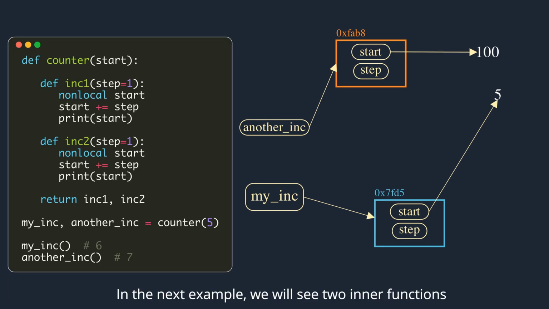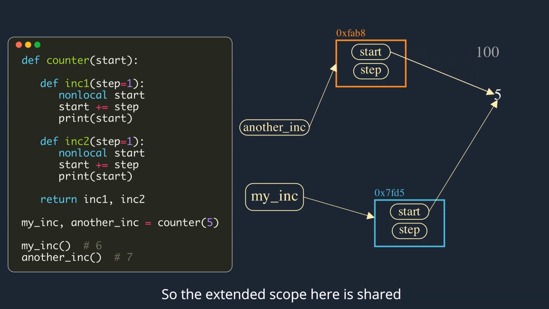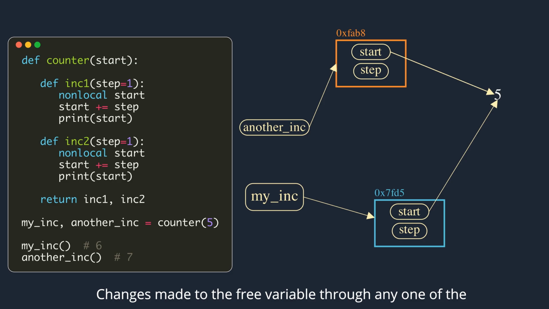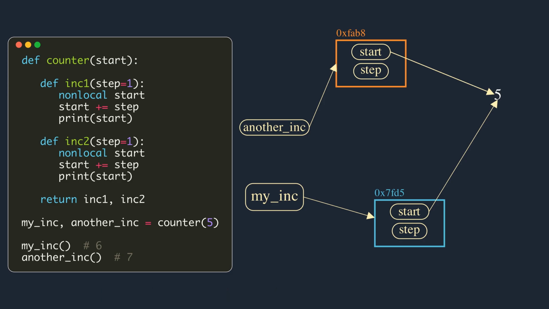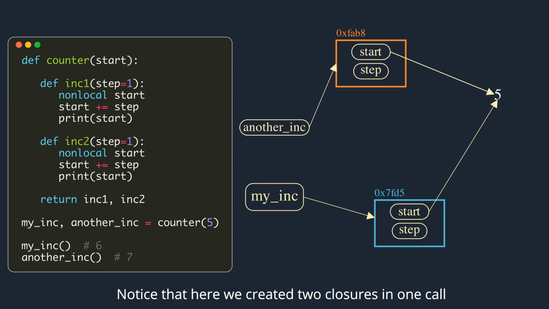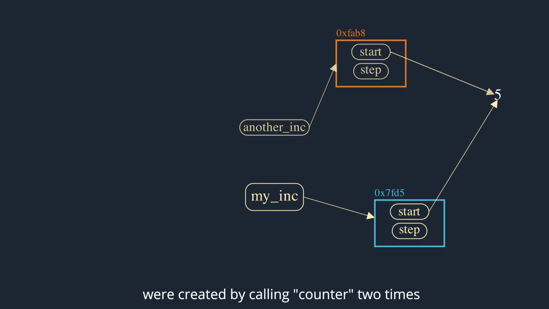In the next example, we will see two inner functions referencing the same free variable start. So the extended scope here is shared. Changes made to the free variable through any one of the closures will be visible to the other one too. Notice that here we created two closures and one call to the counter function. That's why both were able to share the same free variable. In the previous example, two instances of the closure were created by calling counter 2 times.